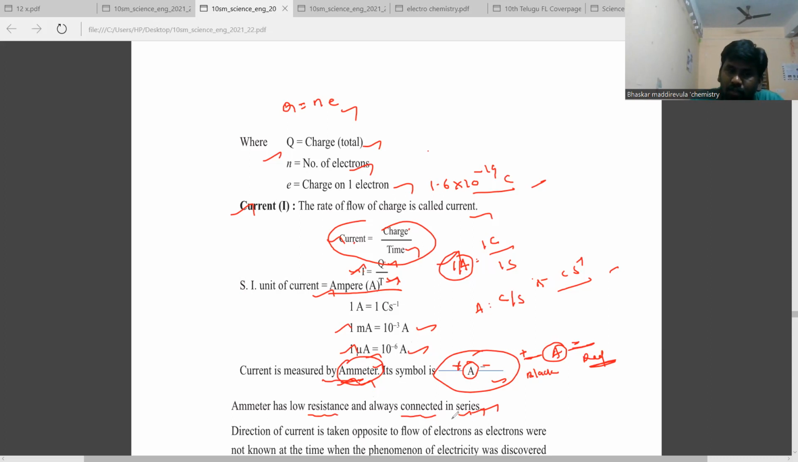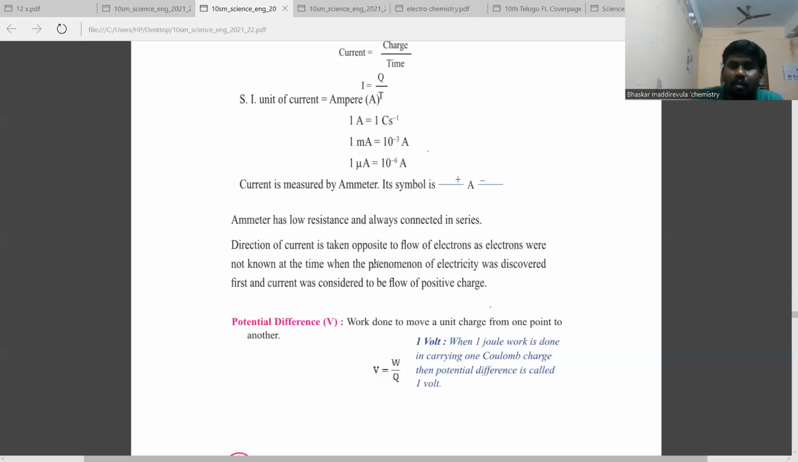Next, in a circuit the current always flows from the positive terminal of the cell to the negative terminal. So the ammeter has a low resistance and is always connected in series. Now, the direction of current is always opposite to the direction of the electrons. Direction of electrons. You have to keep that in mind.